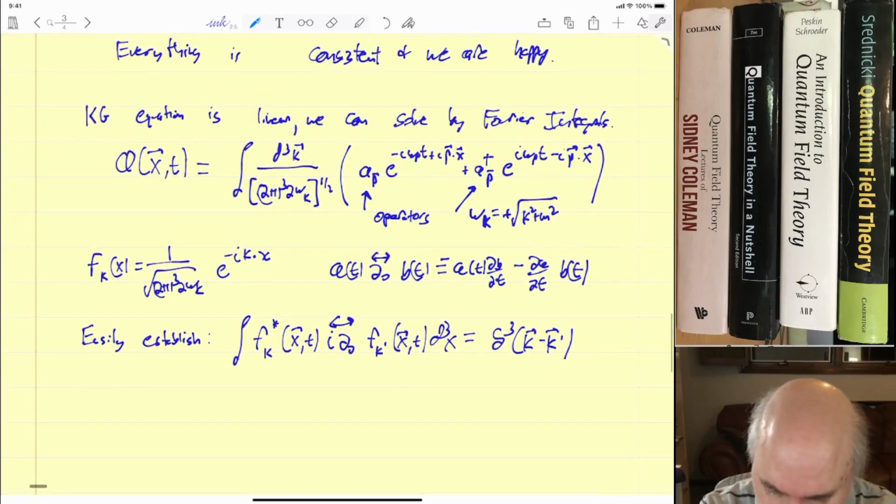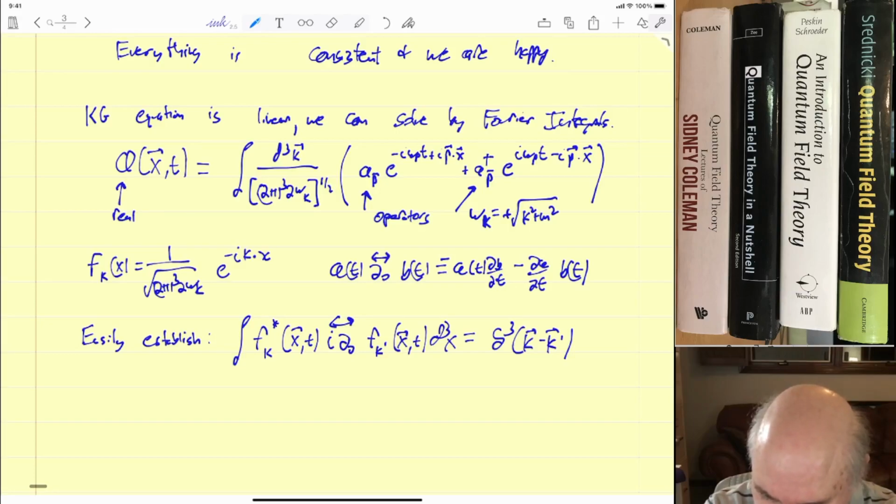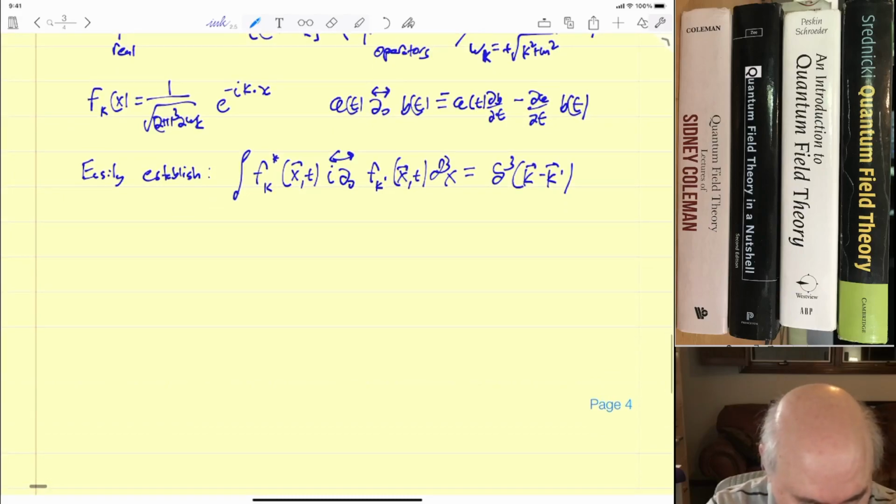I left one thing out here. The key thing here is that phi is real. So I could use a dagger. If you take the complex conjugate of this, you see this goes into this. So in order for this to be unchanged, a_p has to go to a_p dagger, and a_p dagger goes to a_p. Schwartz discusses this in a little more detail, showing why that has to be exactly the case. If we were doing a complex scalar field, which I may do in a few videos, that would not necessarily be the case.